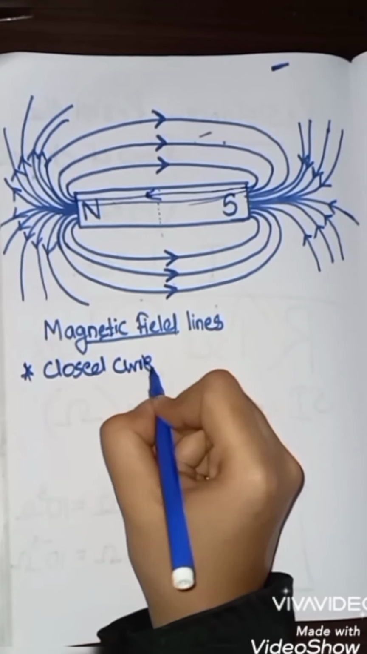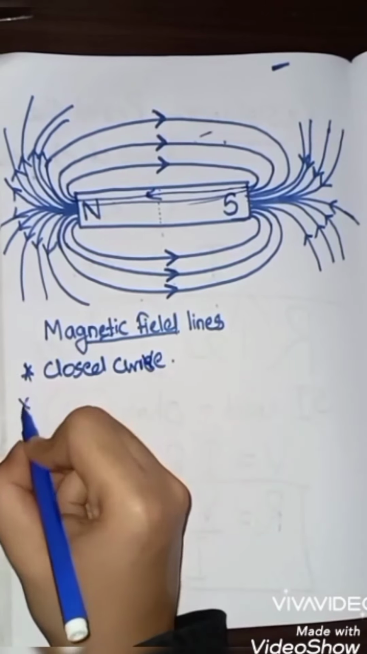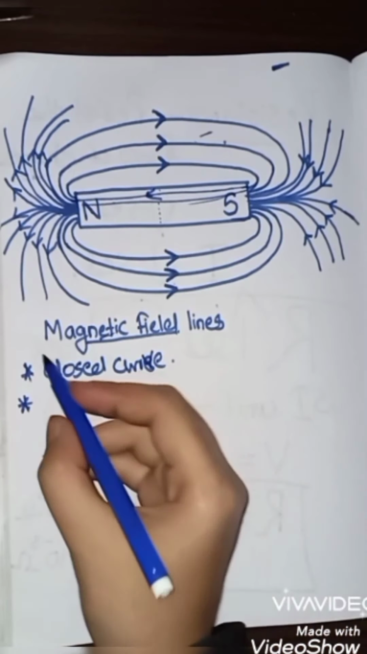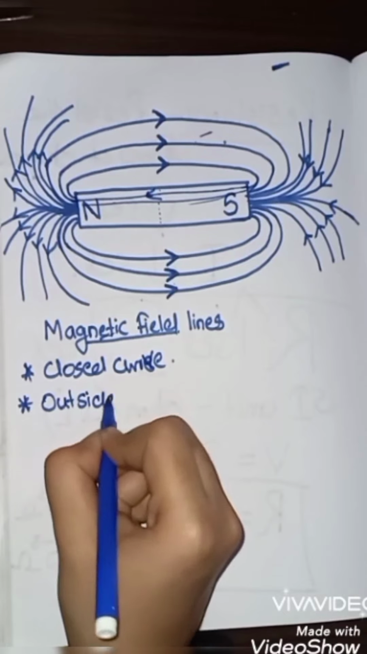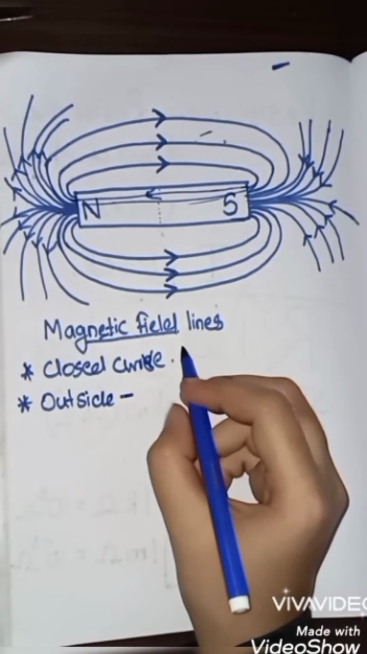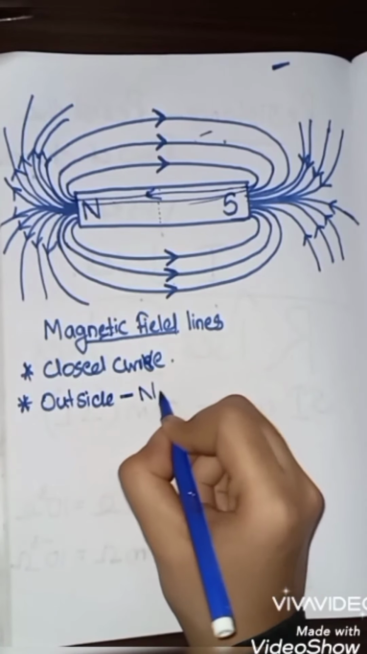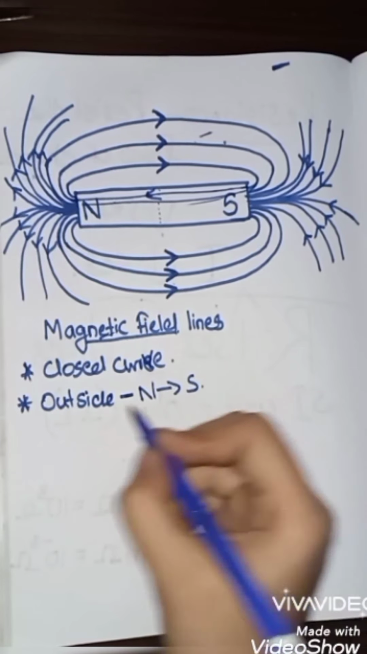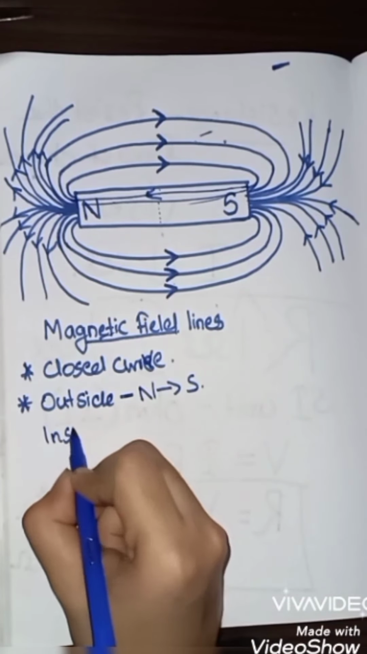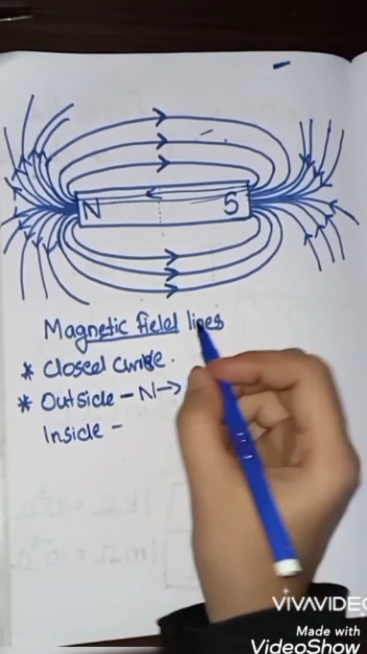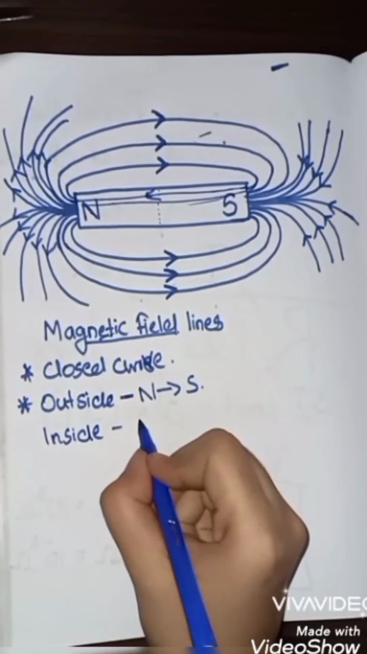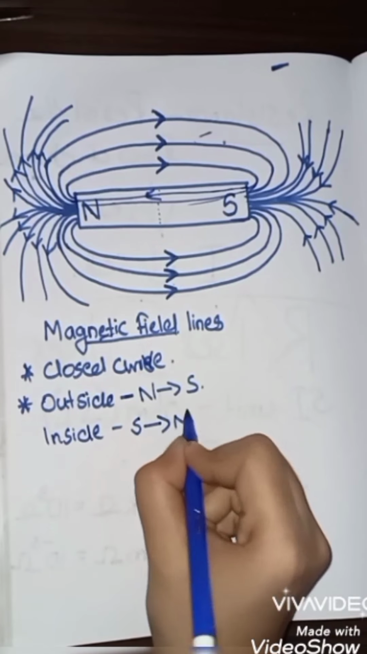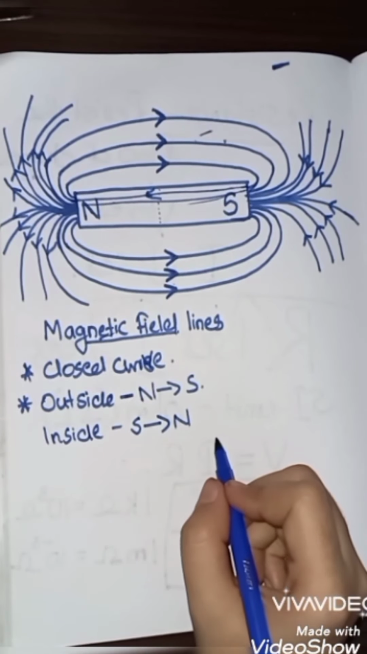This is the first point, and the second point is this: outside the magnet, the magnetic field lines move from north to south pole, and inside the magnet, the magnetic field lines pass from south to north pole. Okay, hope you understand this.